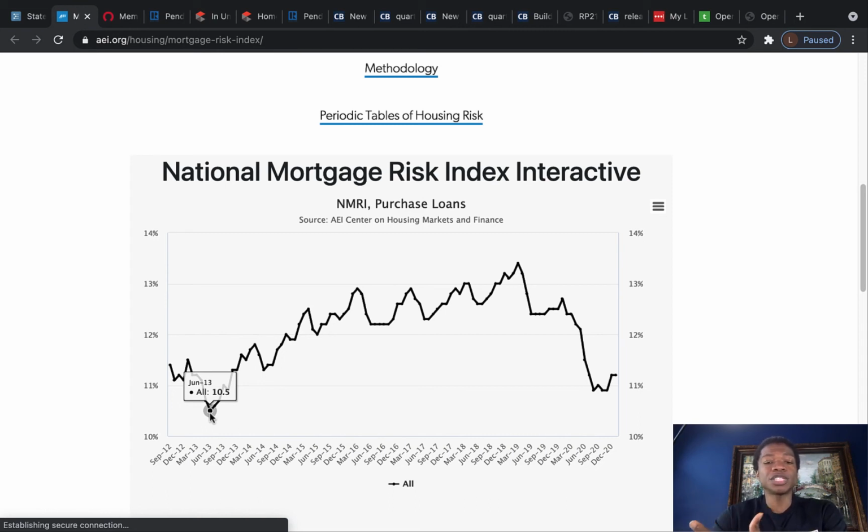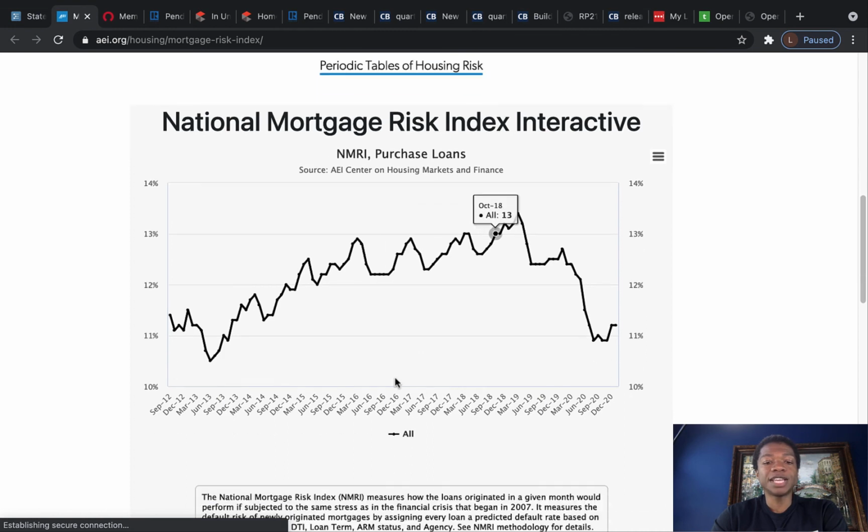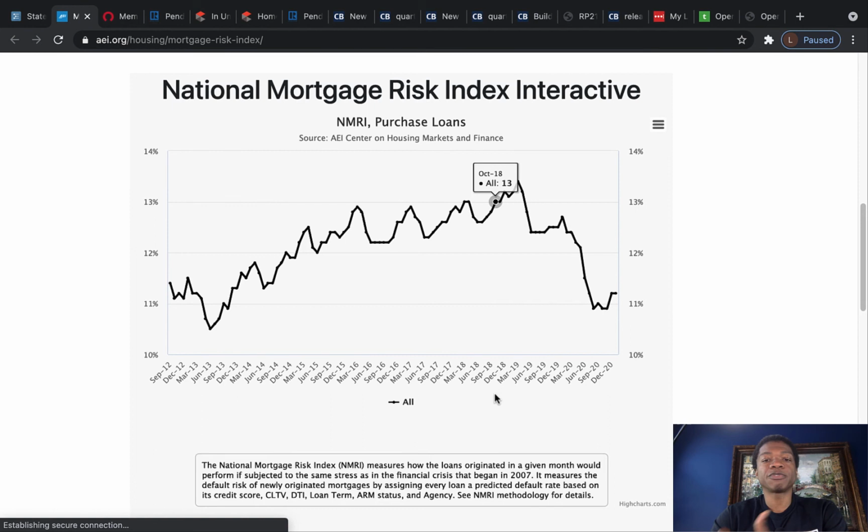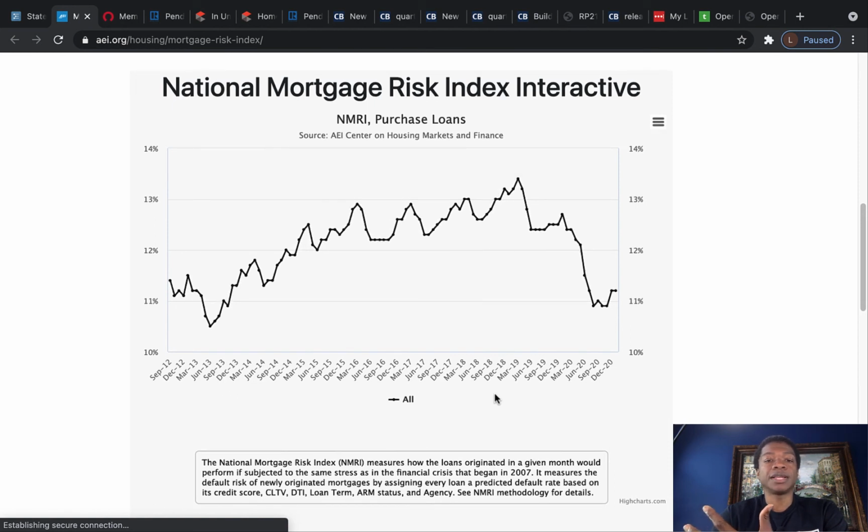But to make more sense of what we mean by mortgage risk, what they do is they look at some of the factors that make up the borrower. They look at circumstances pretty much surrounding the borrower, surrounding the loan. They look at the credit score. They look at the current loan to value. They look at the debt to income ratio.